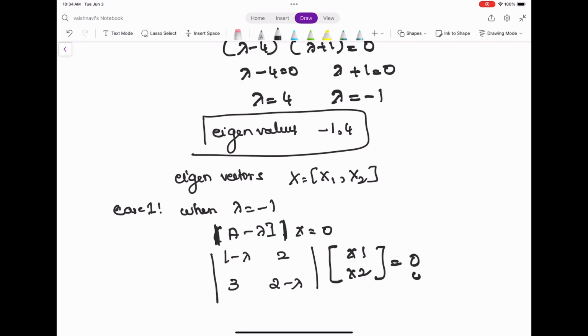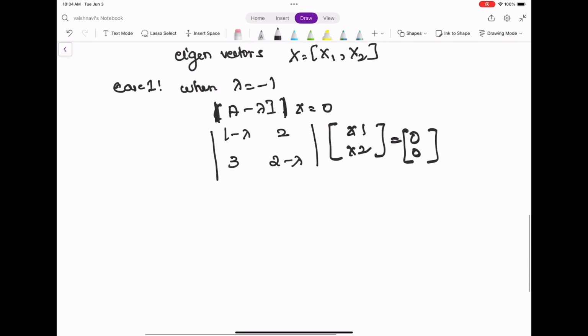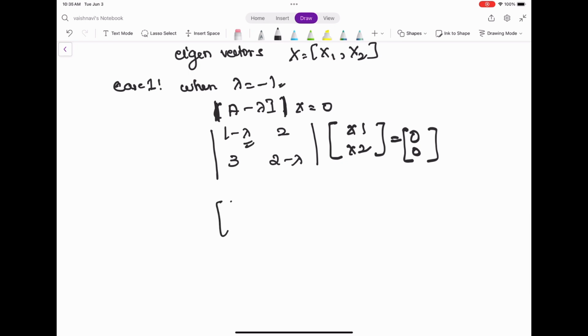Okay, 0 0. All right, now what we have to do is substitute, wherever you see lambda, with minus 1. Since I have the values directly, I will substitute. It is 2 2 3 3. You can pause the video and check for your own. So x1 x2 is equal to 0 0.